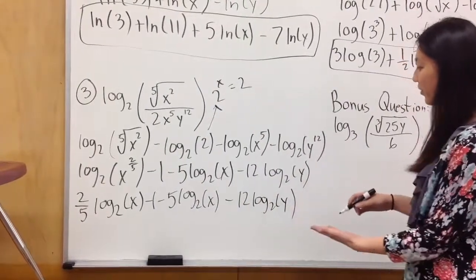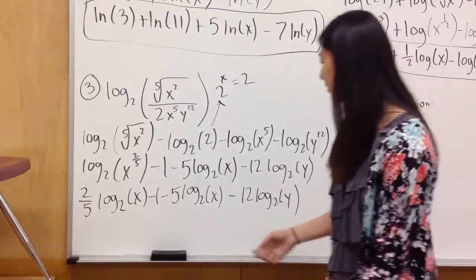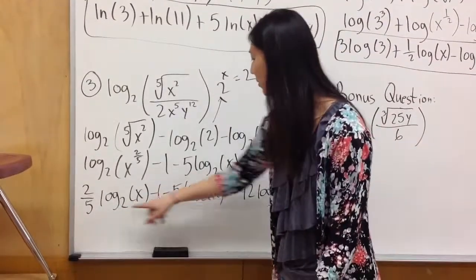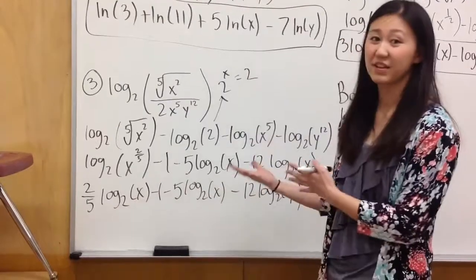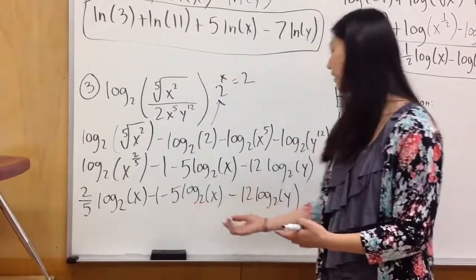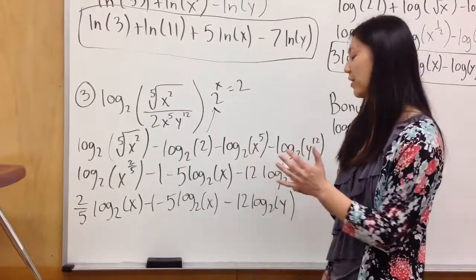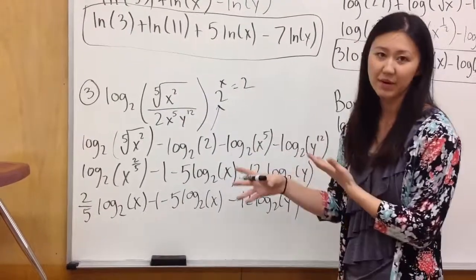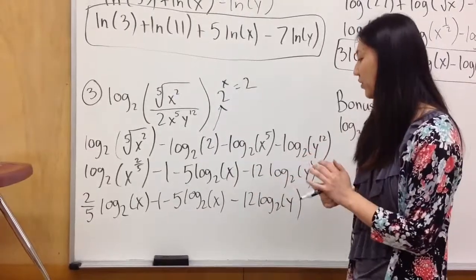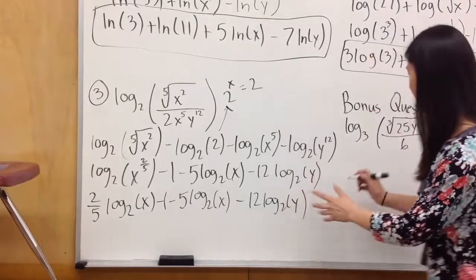Now if you wanted to, and you don't necessarily need to, but if you wanted to combine these two, because they're kind of like terms, you have this 2/5 log base 2 of x and this minus 5 log base 2 of x, you could do that. You just have to get a common denominator and work with it that way. So let's go ahead and do that really quickly. So I'm just going to do some work on the side here.